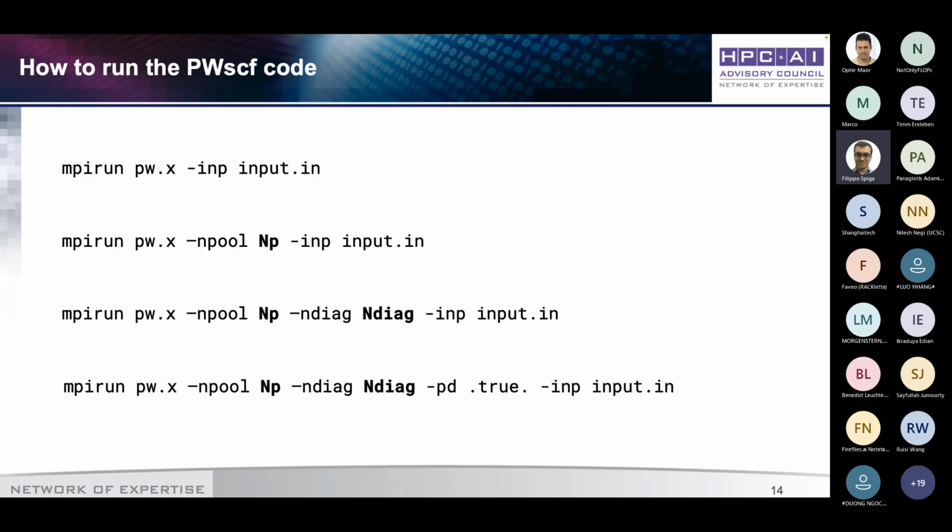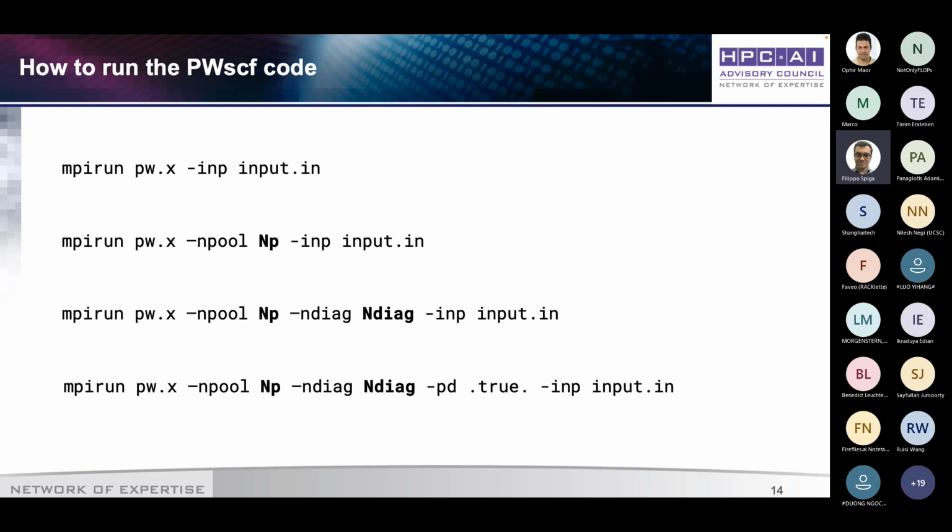To run is very simple. You can find a lot of tutorials and examples of how to run the code. There is an input file. You pass the input to the executable pw.x. If you want to play with the pool parallelism, you just specify a number of pools. If you want to play with pools and then the diagonalization, one does not require the other, they can be used independently. You have to add -ndiag.